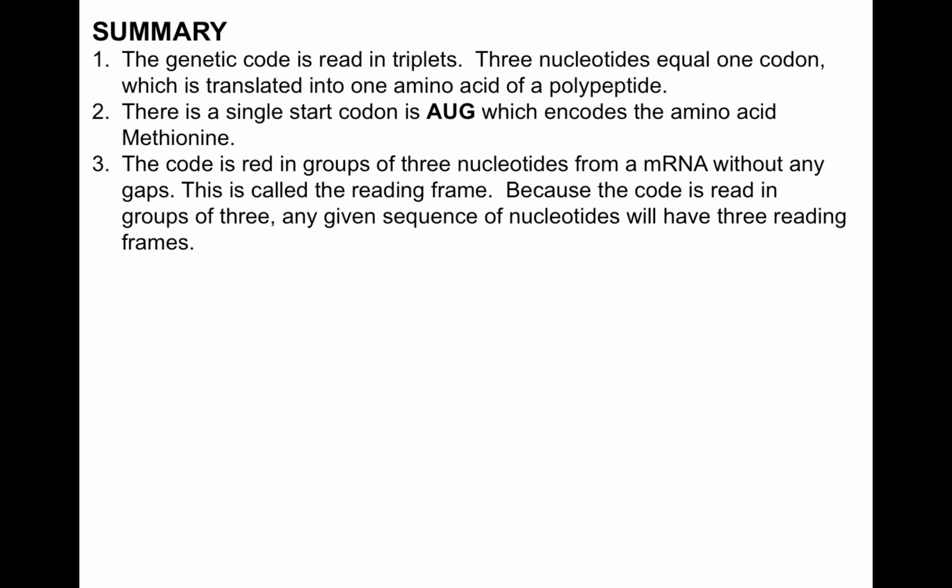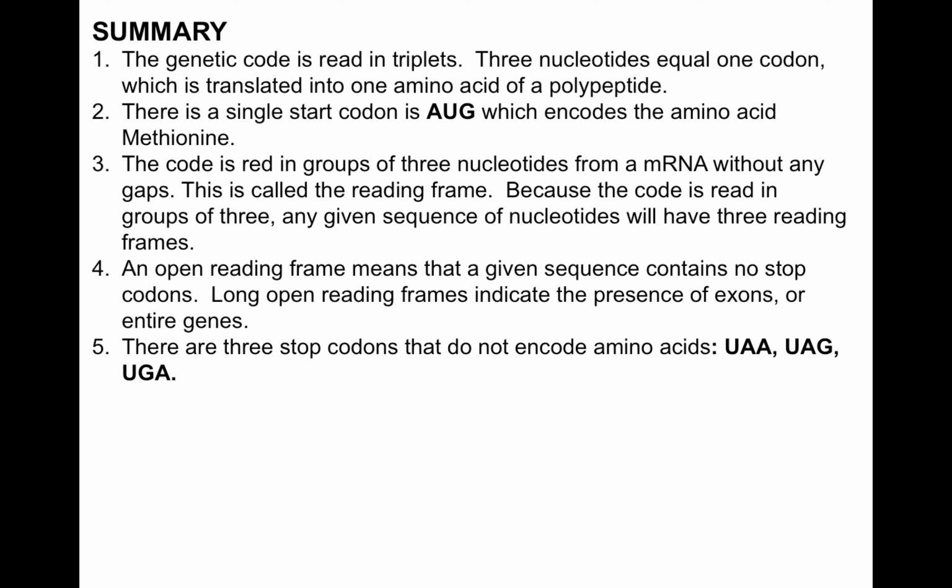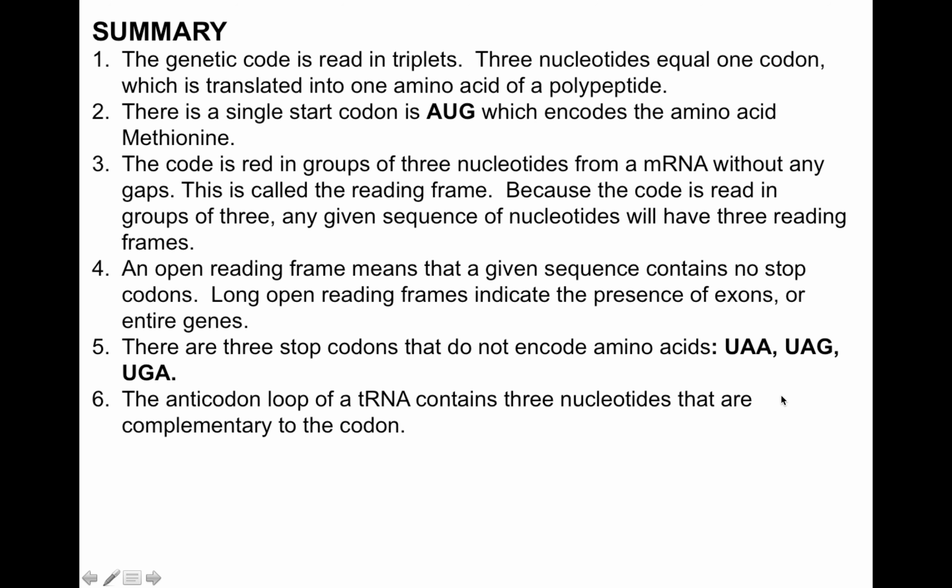Because the code is read in groups of three, any given sequence of nucleotides will have three reading frames. That may take a little while to sink in. An open reading frame means that a given sequence contains no stop codons. Long open reading frames in the genome indicate the presence of exons or even entire genes. There are three stop codons, UAA, UAG, and UGA.